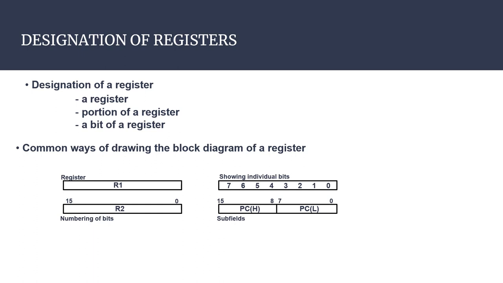Now if we want to indicate individual bits of a particular register, and for example our register is of 8 bits, then we will start from the right hand side of the register and the numbering will always start from 0. So to indicate the 8 bits we will use the numbers 0 to 7. So this is the individual bit indication of the register.